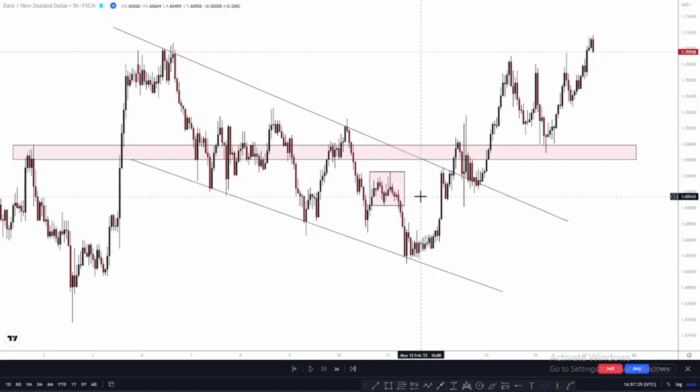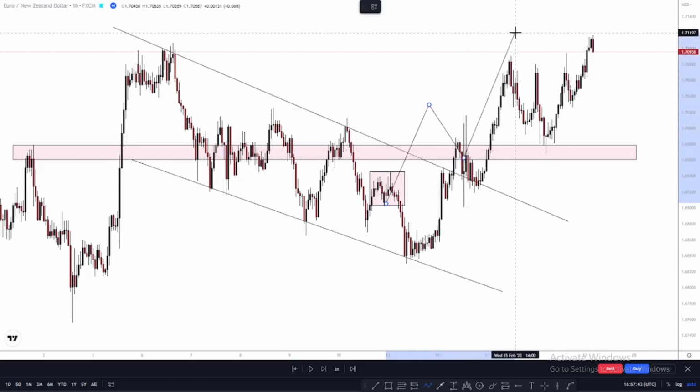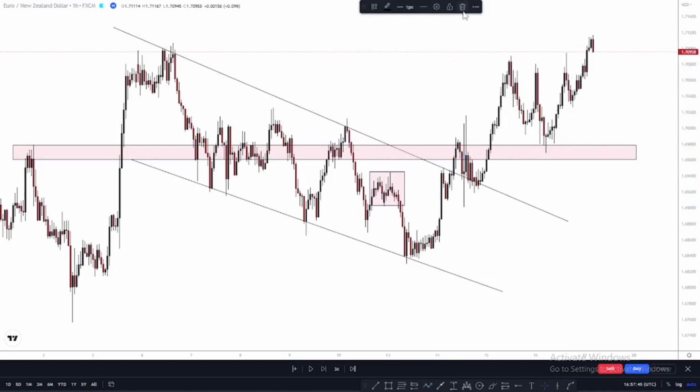So my thought process was, if the market opens and is able to break out of this channel, all we wait for is a retest of this resistance, then we go in for longs. But fortunately for us, what price did was come back and retest this trend line for the third time.